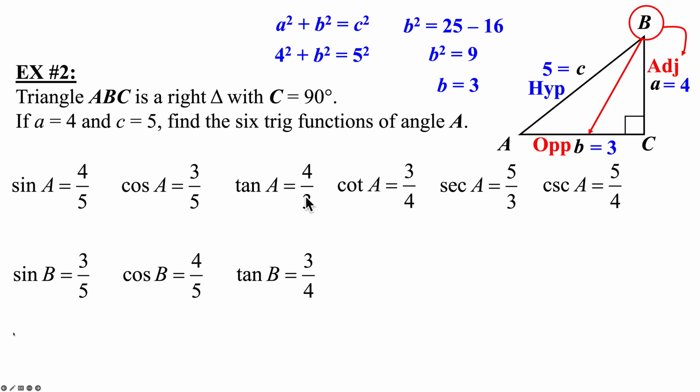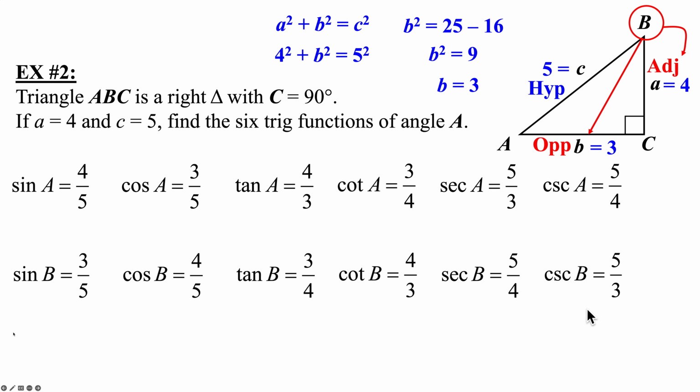And just like we did earlier, we'll now do our reciprocals. The reciprocal of tangent of B is cotangent of B, so you flip the 3/4 to 4/3. Take your cosine of B, its reciprocal is secant of B, flip the 4/5 to 5/4 for secant of B. And the reciprocal of sine B is cosecant of B, so sine of B being 3/5, we'll flip that and make it 5/3.